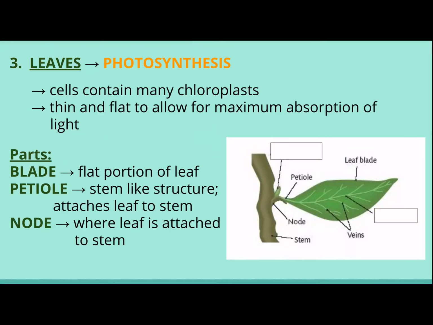Okay, then the last plant organ that we're going to look at, and we're going to go into a whole lot more detail about these in the next video for next week, is the leaves. Leaves are extremely important for plants because in the leaves is where photosynthesis occurs. The cells of leaves contain many chloroplasts, and leaves are thin and flat to allow for maximum absorption of light. Okay? But photosynthesis occurs in the leaves of all plants.